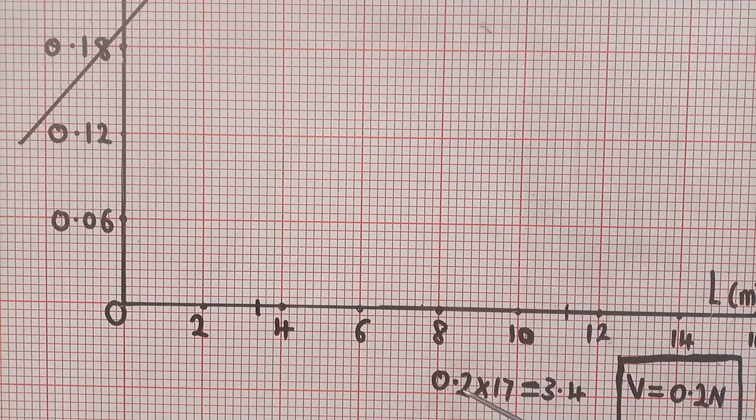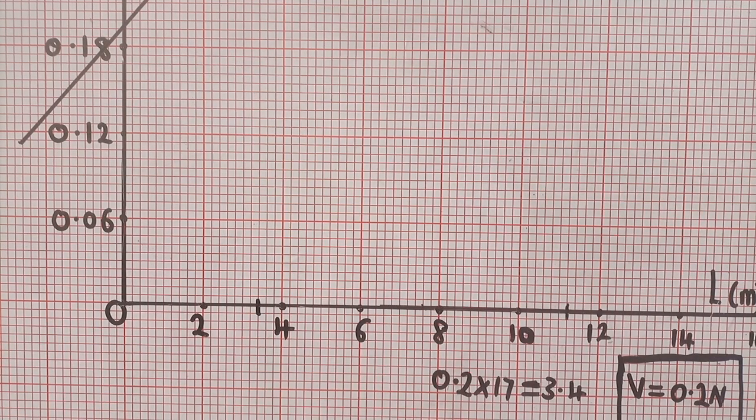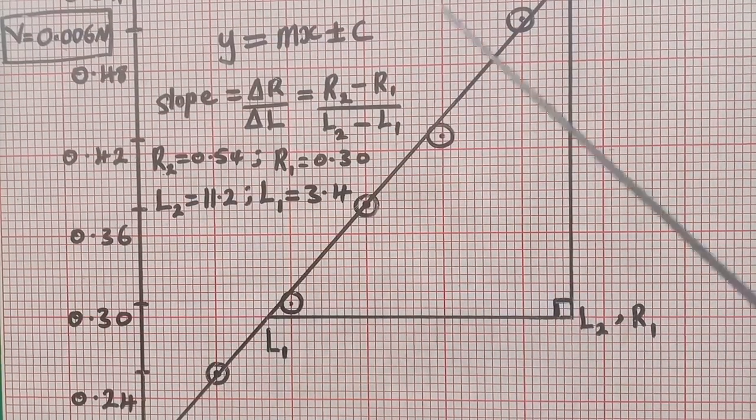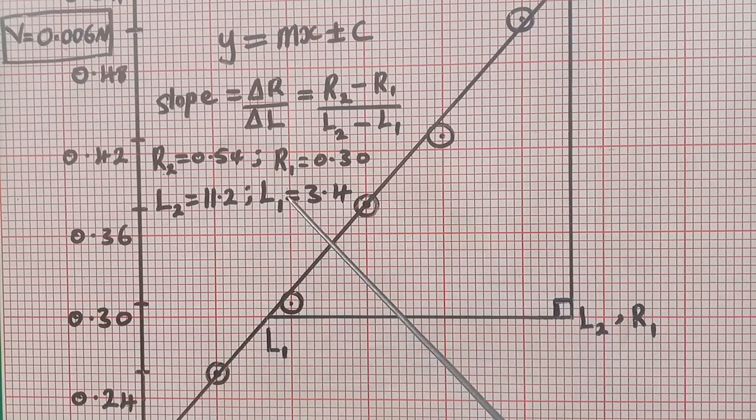There we are, 0.2 times this n, which is 17. 0.2 times 17 is equal to 3.4. Therefore, the value of length at this point is 3.4. That takes us to recording that L1 is equal to 3.4. Let's see. See it here. L1 is equal to 3.4.